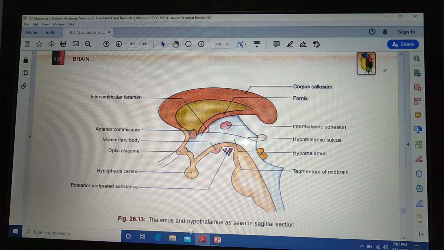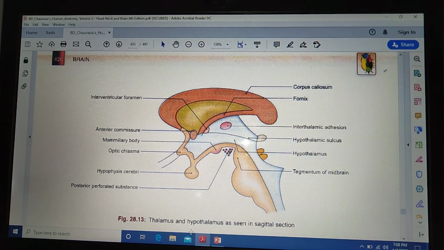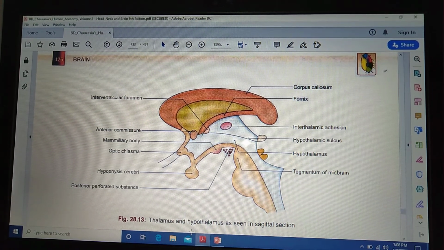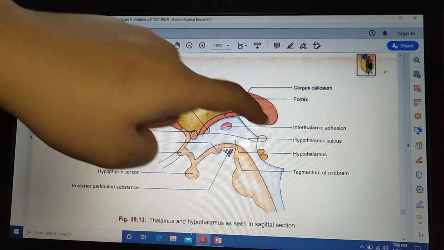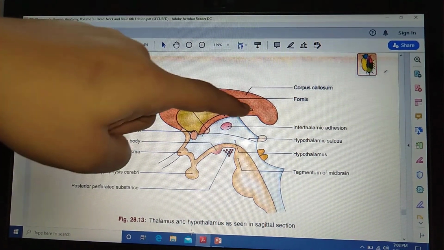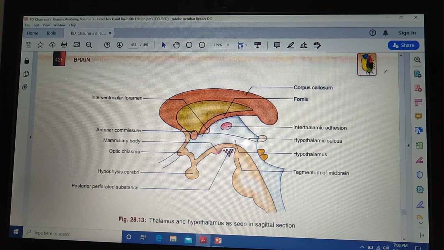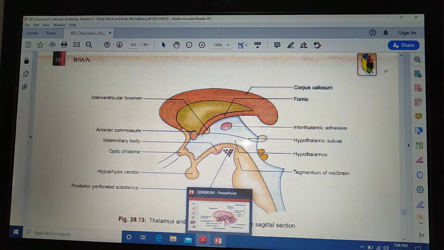Now the thalamus, the Greek meaning is inner chamber, is a large mass of the grey matter that is situated in the lateral wall of the third ventricle and in the floor of the central part of the lateral ventricle. Here you can see this is the corpus callosum that is shown here, and here will be the lateral ventricle. Let us see one more diagram to understand it better.